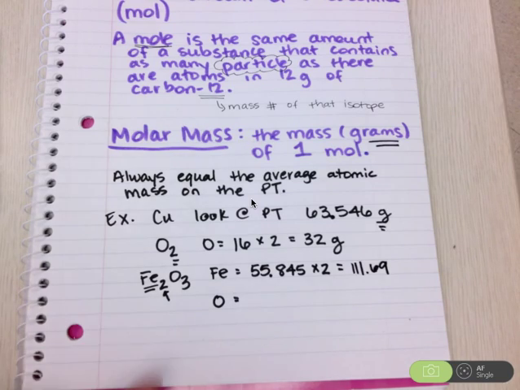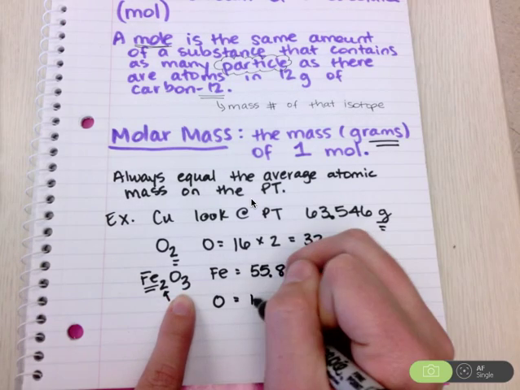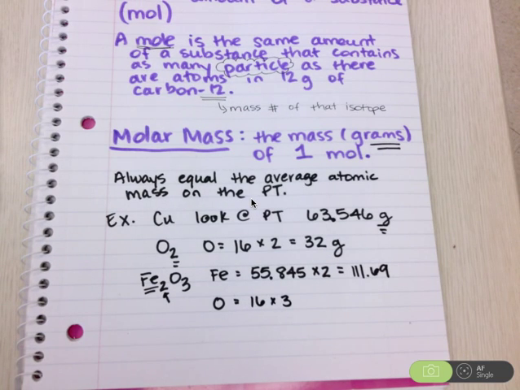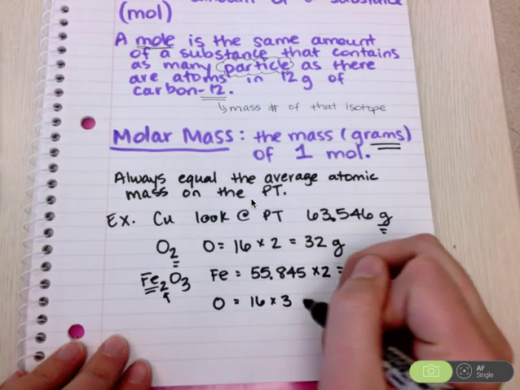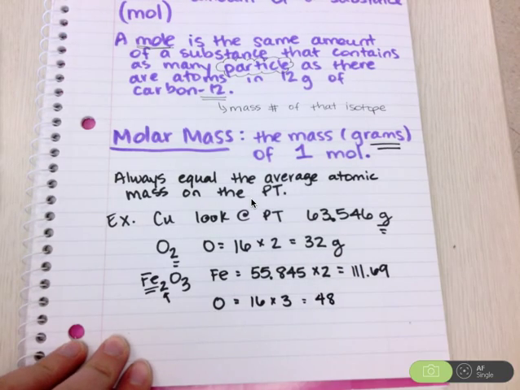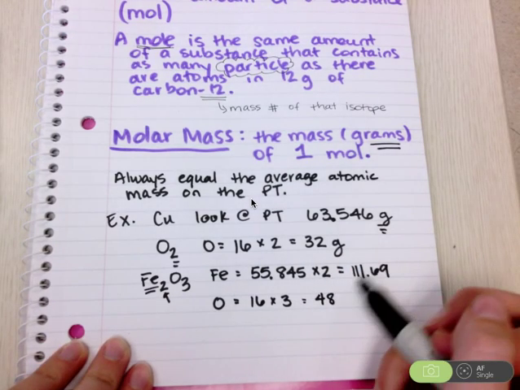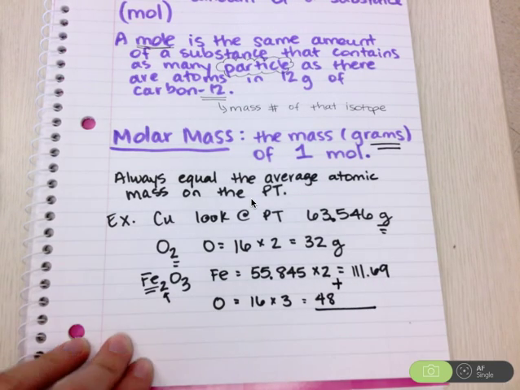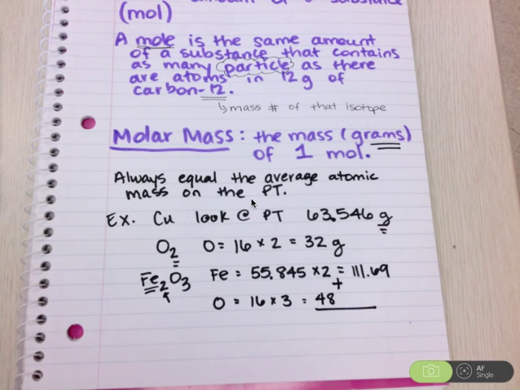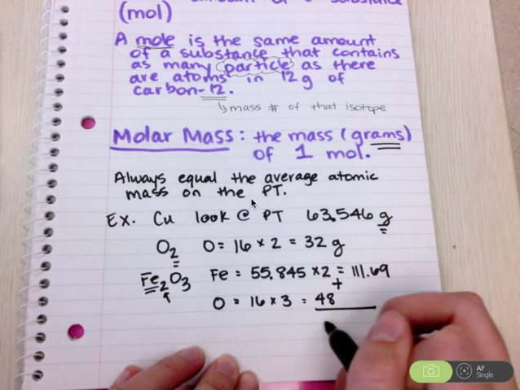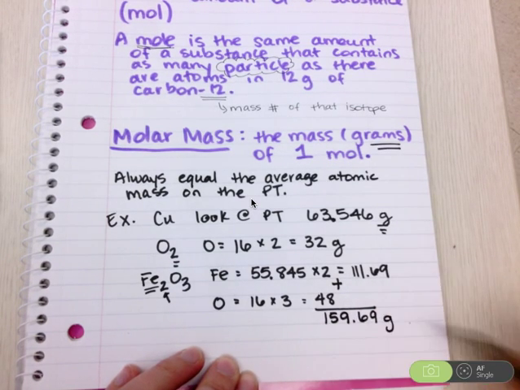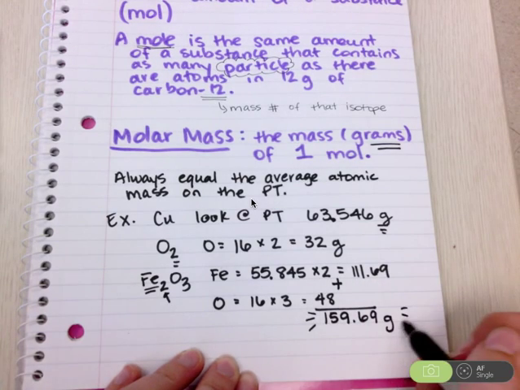Then I also have to look at my oxygens. Again, oxygen weighs 16, and I have 3 of them. And 16 times 3 gives me 48. Then when I look at both of these numbers, I add them together. And I get a total molar mass of 159.69 grams. Okay?